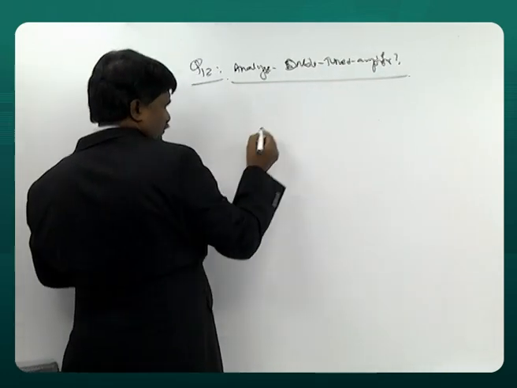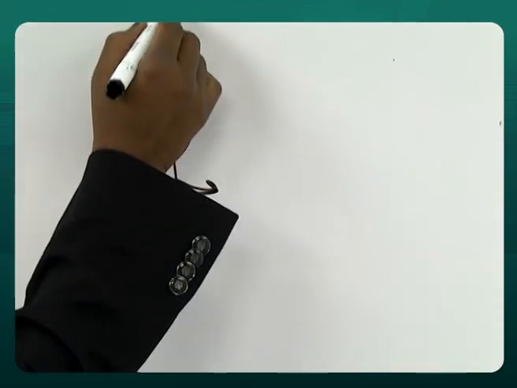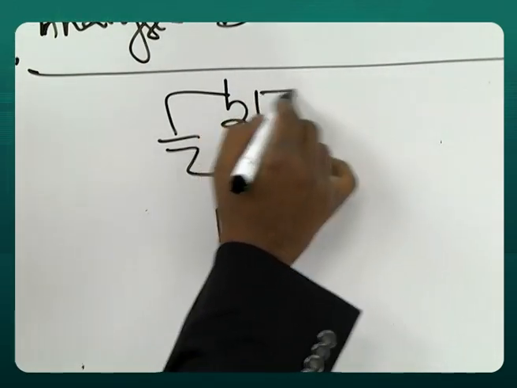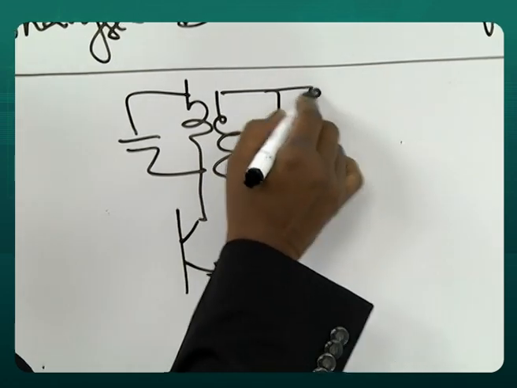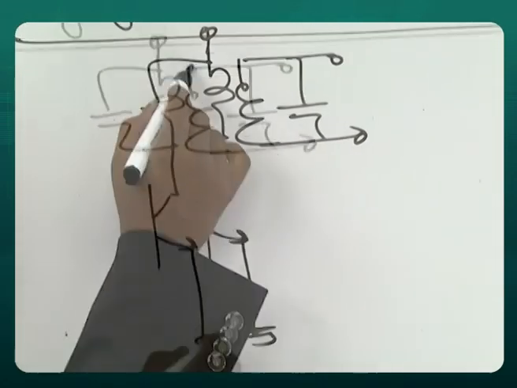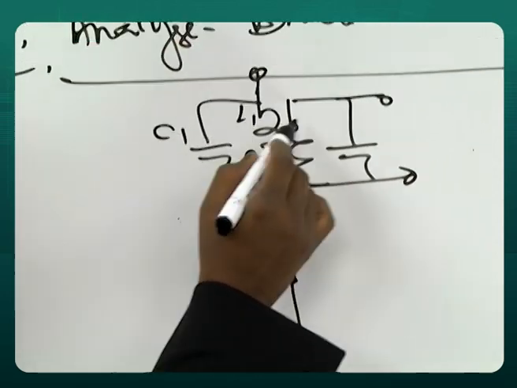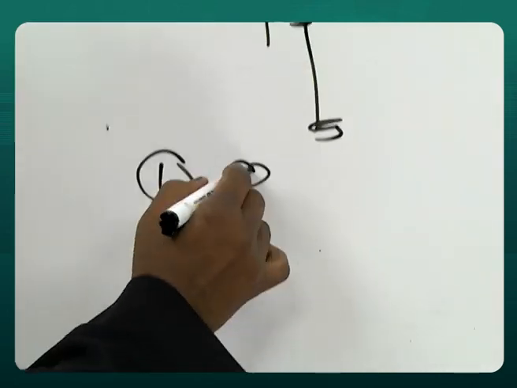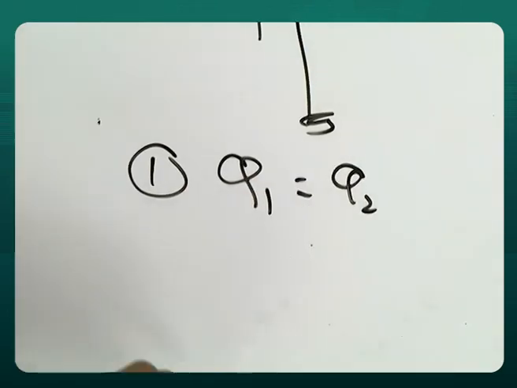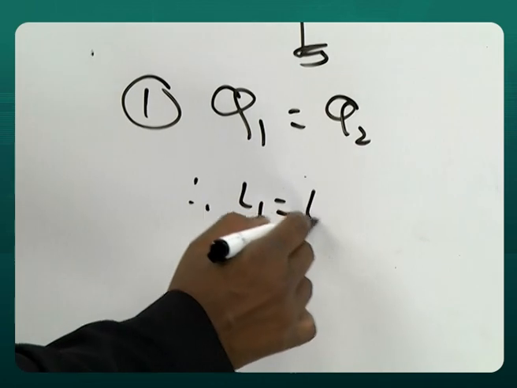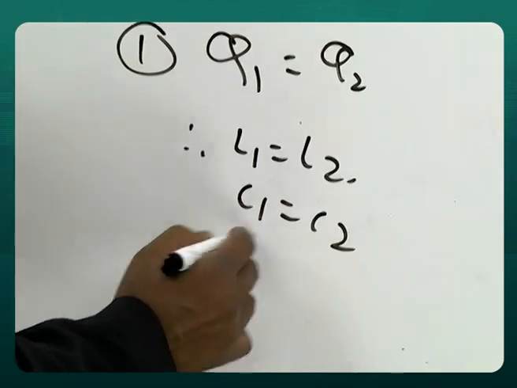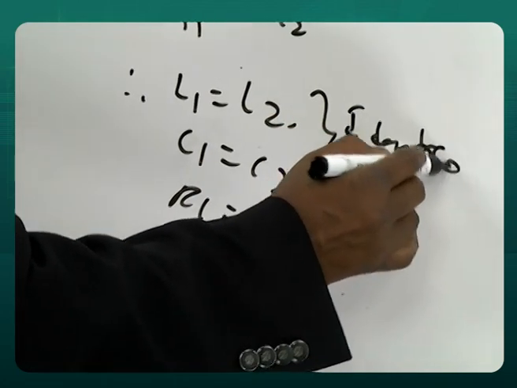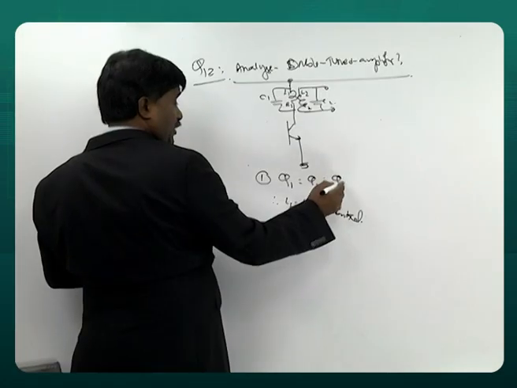Double tuned. Double tuned is like this. Here L1, R1, C1, L2, R2, C2. They both must have the same quality factor. Therefore, L1 is L2, C1 is C2, R1 is R2. Literally identical tank circuits. We'll call it Q.